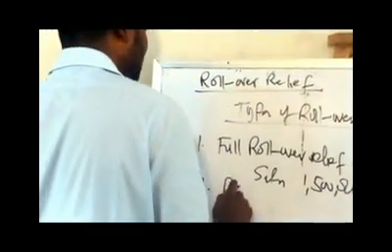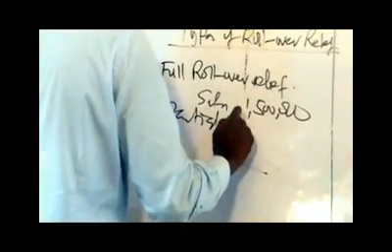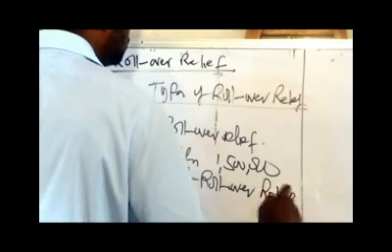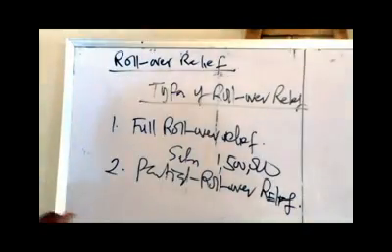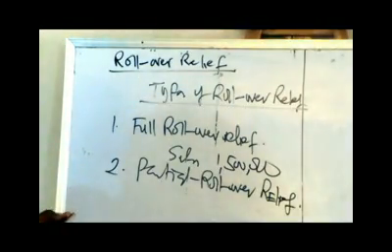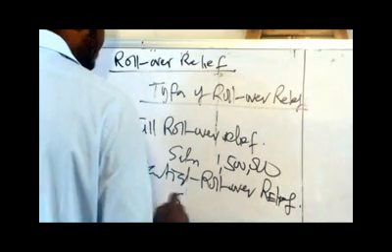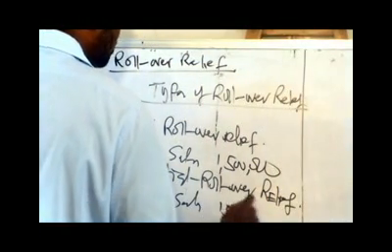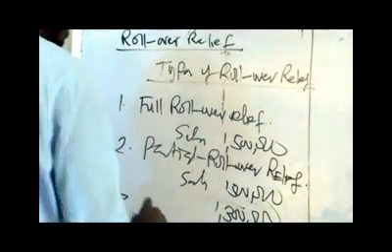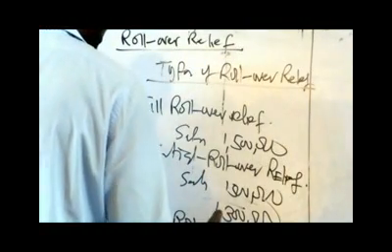Then the second one is called partial rollover relief. Partial rollover relief occurs when the taxpayer uses part of the sales proceeds on the disposal of an asset to acquire a new one. For example, I sold an asset for 1.5 million, and I used 1.3 million to buy a new one. That's a partial, not full, rollover relief. Then the third one is no rollover relief. So these are the three types of rollover relief.